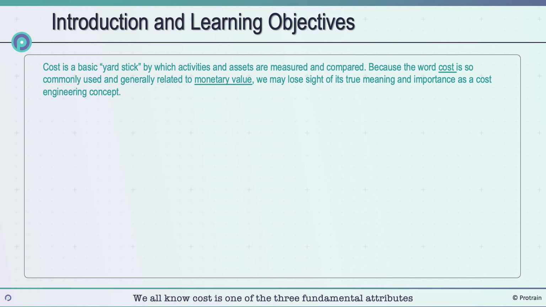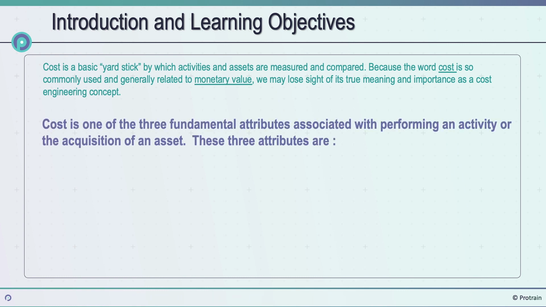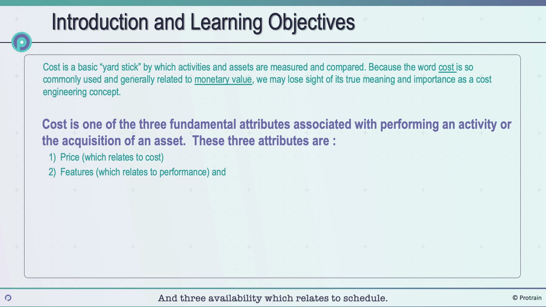We all know cost is one of the three fundamental attributes associated with performing an activity or the acquisition of an asset. These three attributes are: 1. Price, which relates to cost, 2. Features, which relates to performance, and 3. Availability, which relates to schedule.